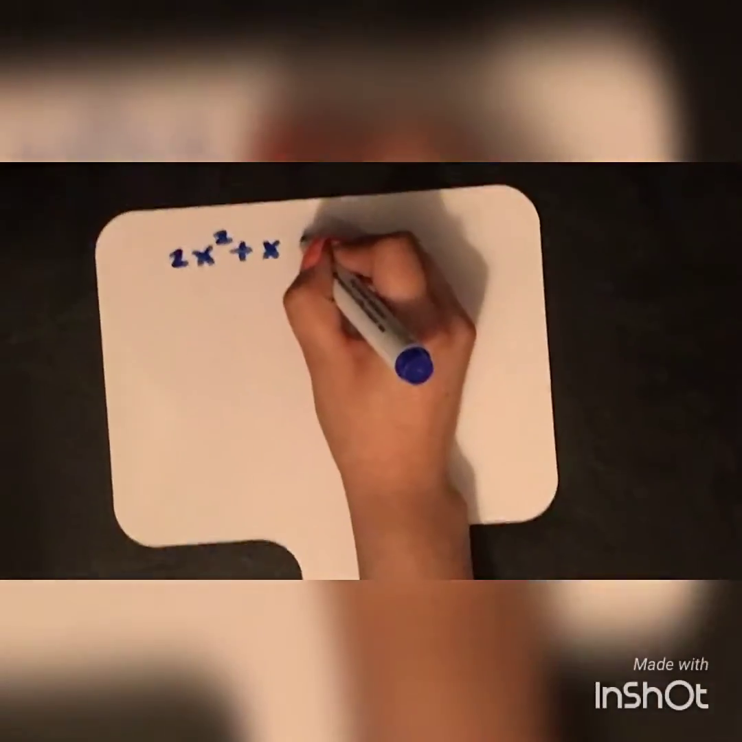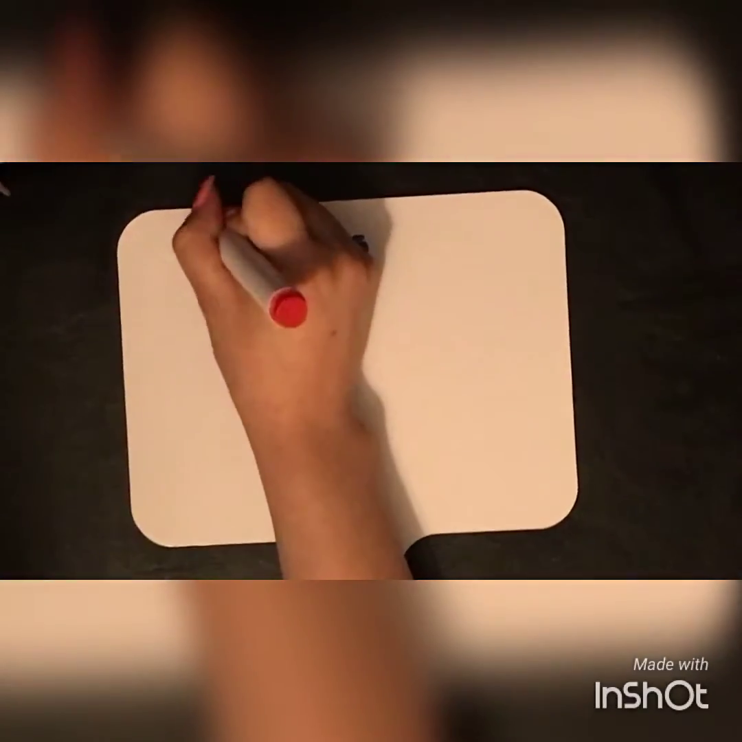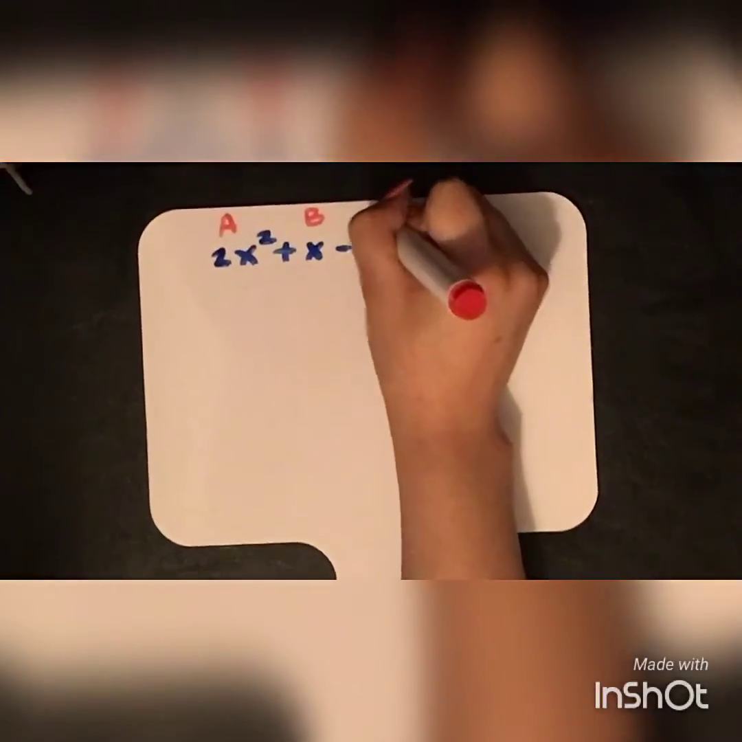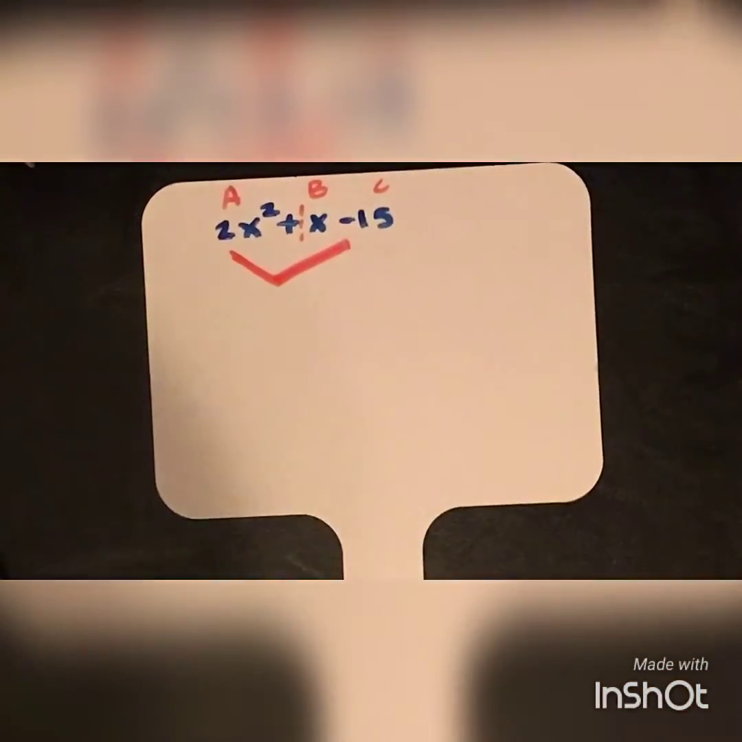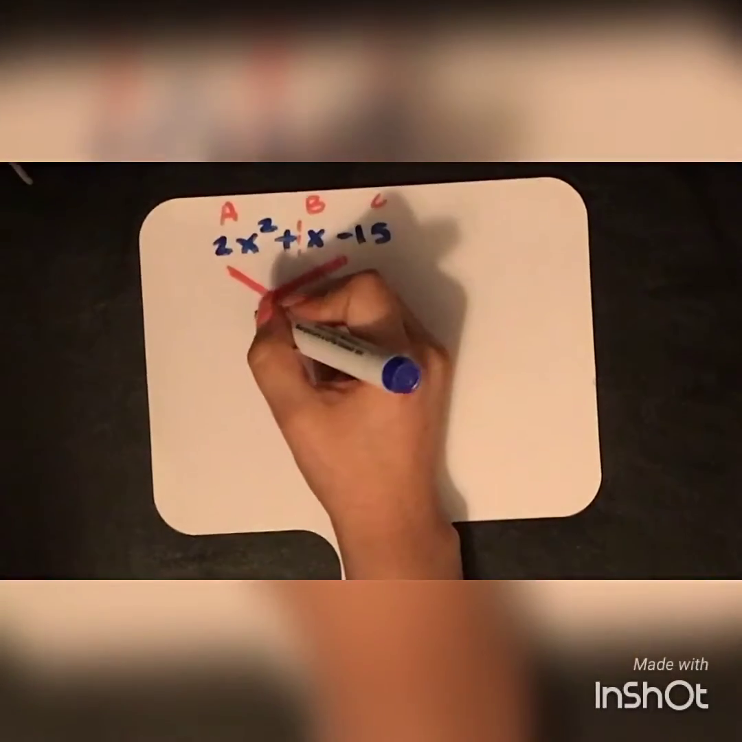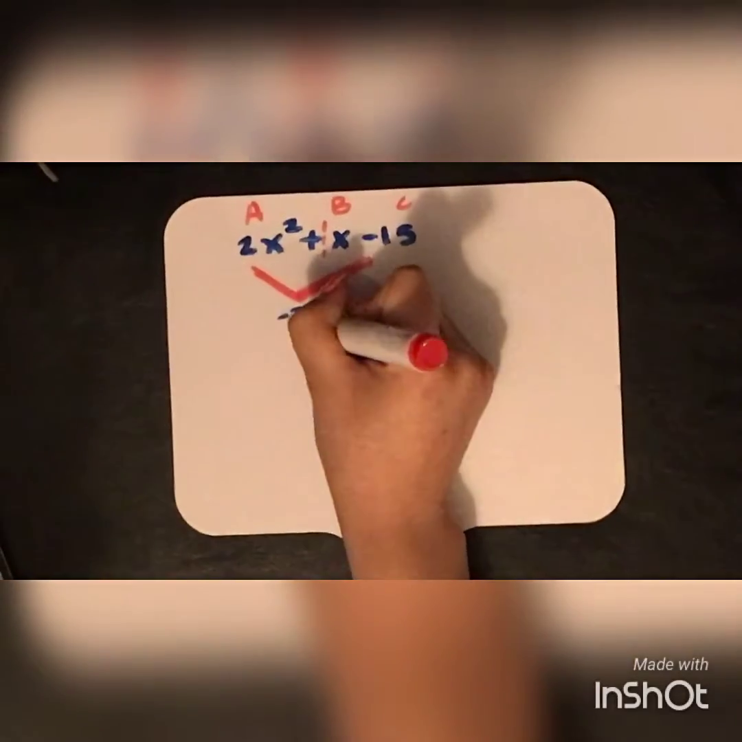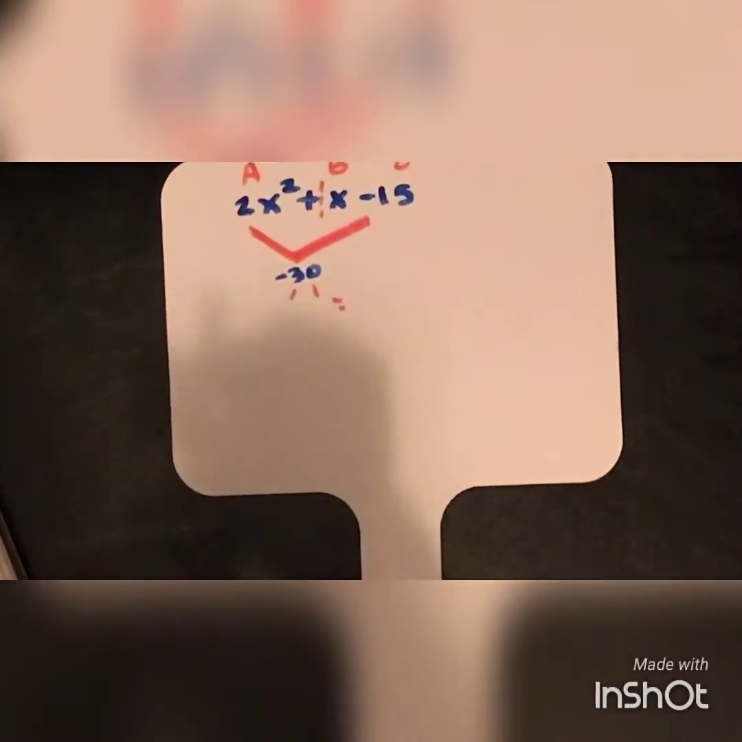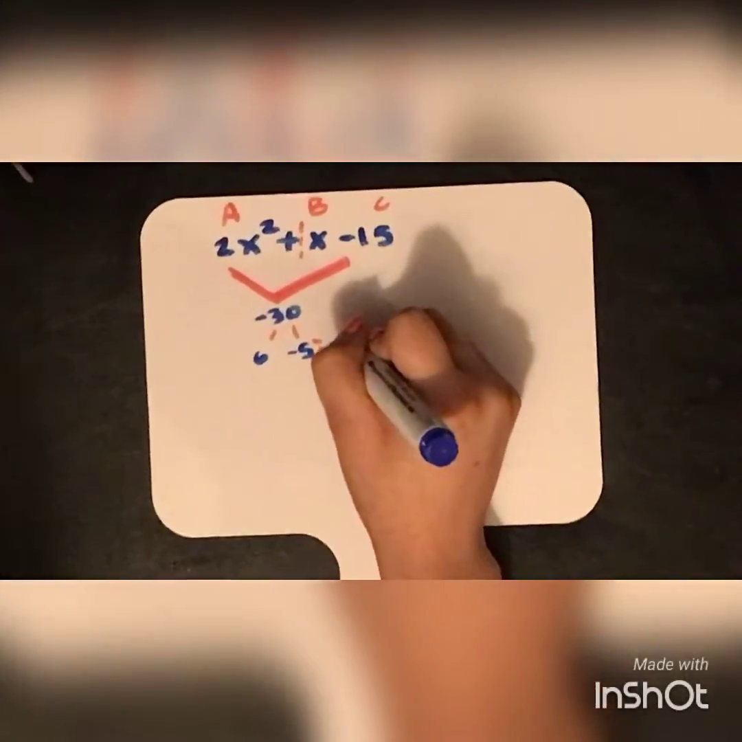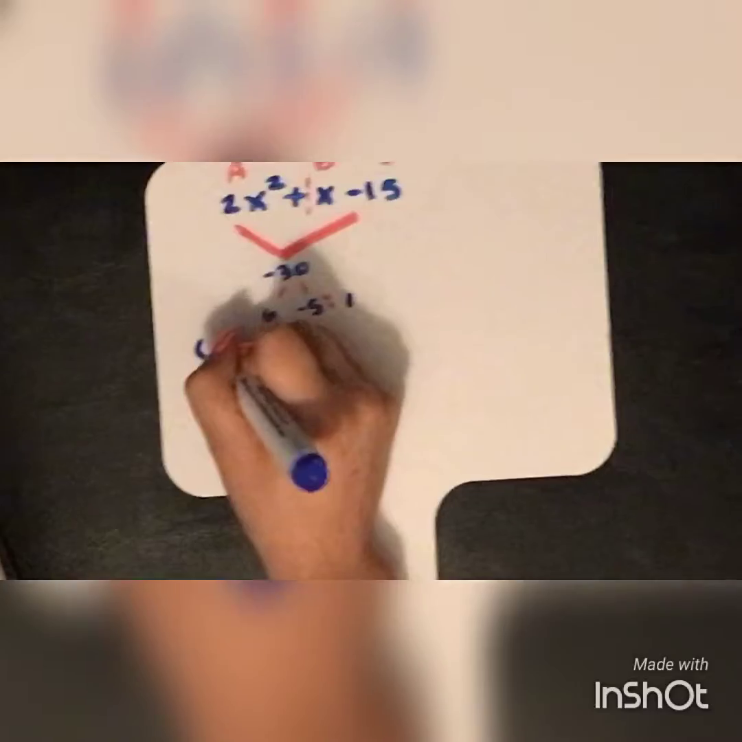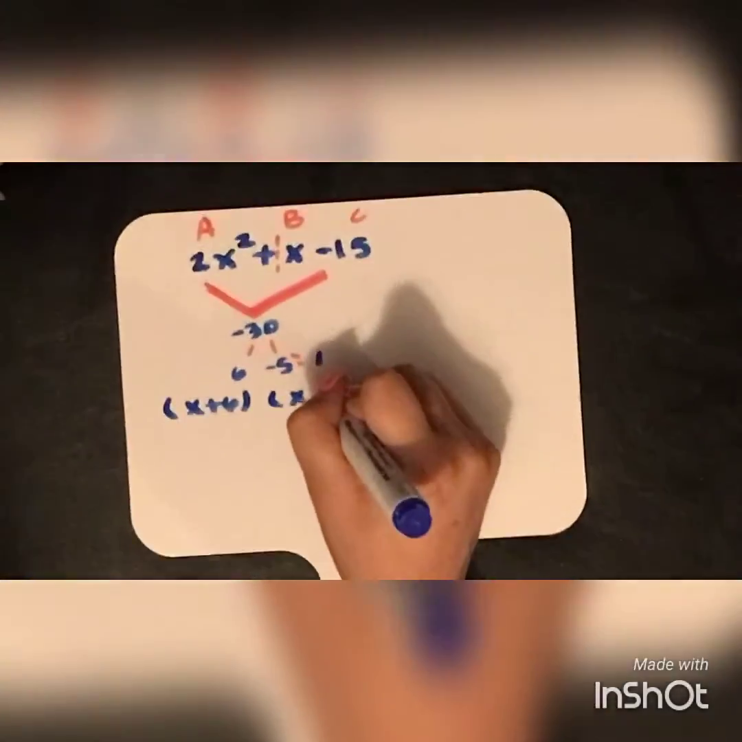An equation with a number before the x is 2x squared plus x minus 15. You label the equation a, b, and c, and 1 being x. You multiply 2 times negative 15 and get negative 30. You then find the factors of negative 30 that equals 1, which is b. 6 times negative 5 equals negative 30, and 6 minus 5 equals 1. X plus 6, x minus 5.